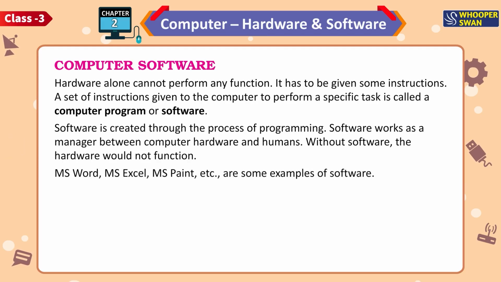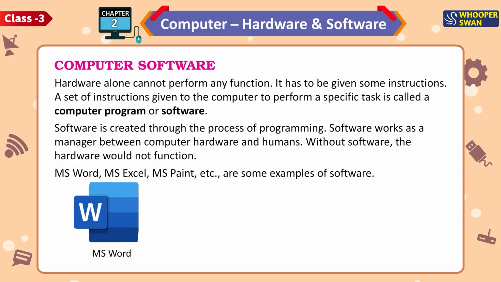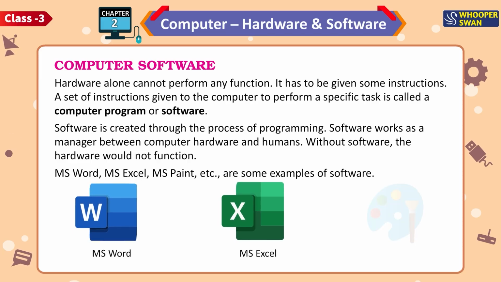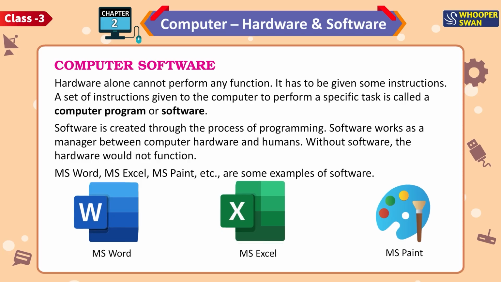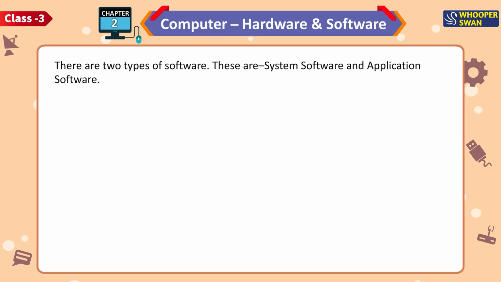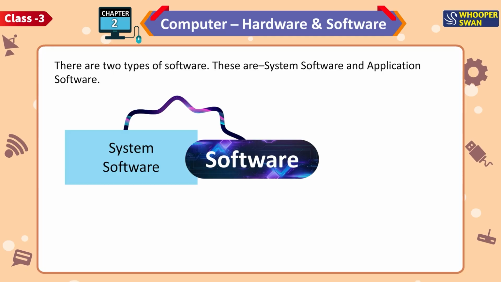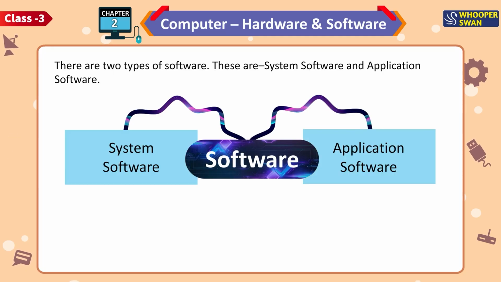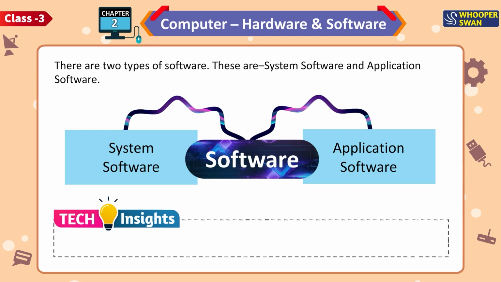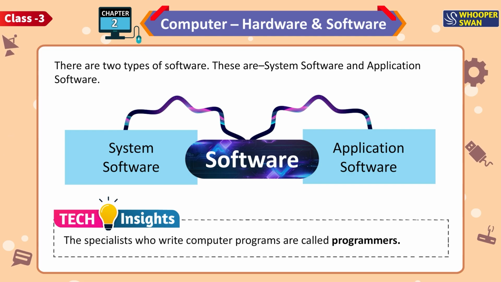MS Word, MS Excel, MS Paint, etc. are some examples of software. There are two types of software. These are system software and application software. Tech insights. The specialists who write computer programs are called programmers.